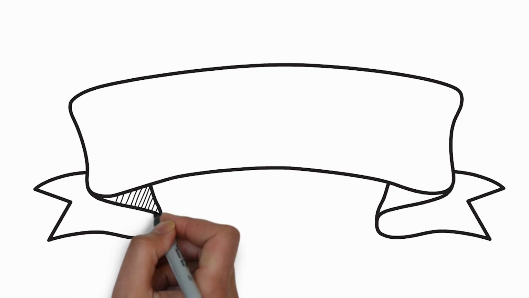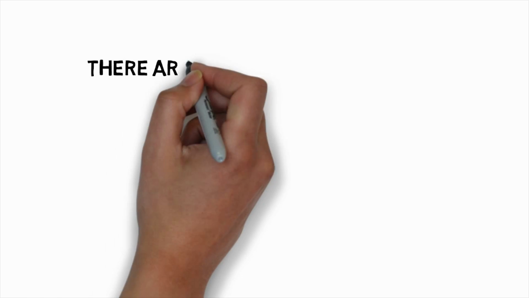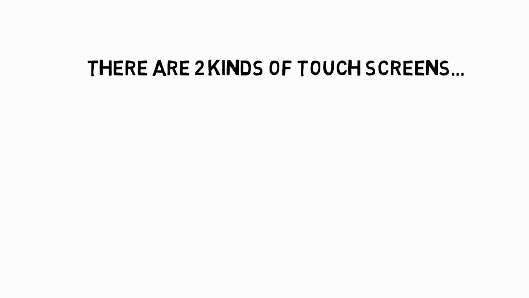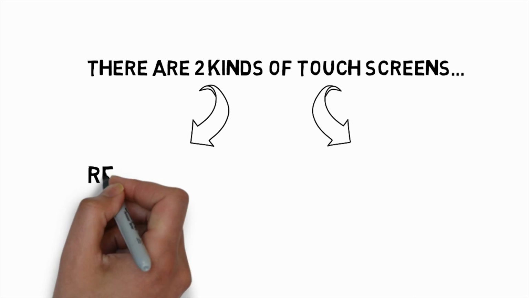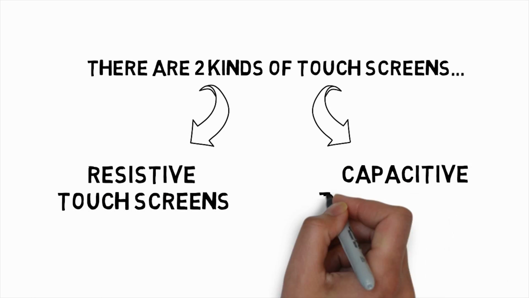What's going on, guys? Today let's see the topic of how do touch screens work. Now, touch screens are of two kinds. There are like two types of touch screens. The first one being the resistive touch screen, and the second one being the capacitive touch screens.